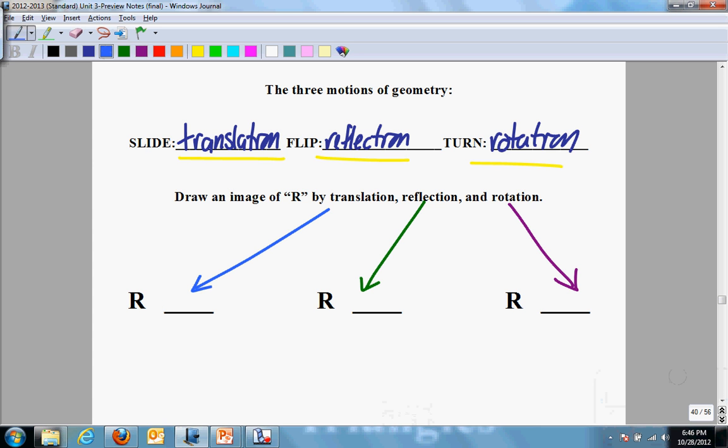Okay, let's check here. Translation just means to slide it over, so your R technically should look exactly the same. Reflection means a mirrored image, so draw a little squiggle to represent a mirror, and a reflective image looks like this. A rotation image depends on how much you rotate. If you were to rotate this 90 degrees, it would look like that. If you rotated 180 degrees, it would be flipped upside down. So either of these would be considered a rotation.